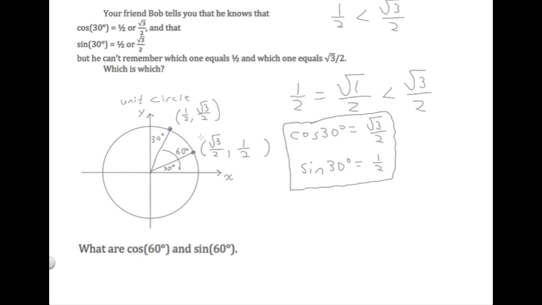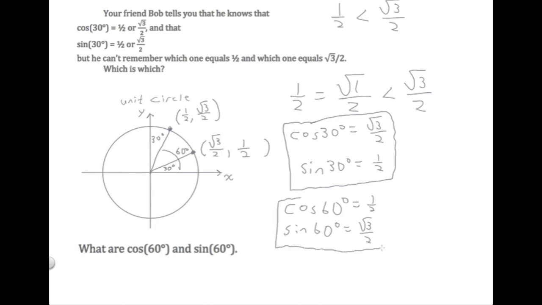And I think you can clearly see here that at this point, from the picture, the y-coordinate should be bigger than the x-coordinate. And that's consistent with these numbers. The y-coordinate is bigger than the x-coordinate. So that tells us that the cosine of 60 is the smaller coordinate, 1/2, and the sine of 60 is the bigger coordinate, √3/2.